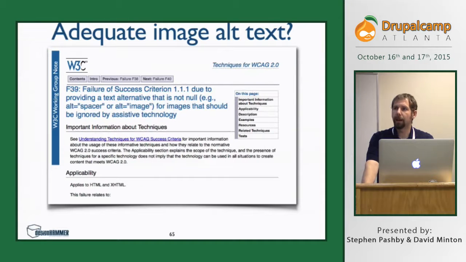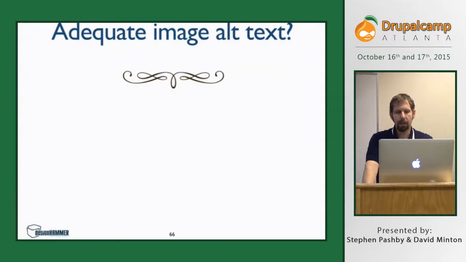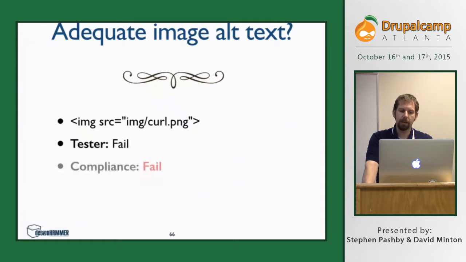And so if someone's using a screen reader, they now have some extraneous information that's not relevant to the page content at all. This is something that the screen reader should actually skip. So another approach would be to have alt text that was absent entirely. It'll fail the tester. And again, this fails compliance because you need to actually have the alt text there so that the screen reader can properly understand what that is.